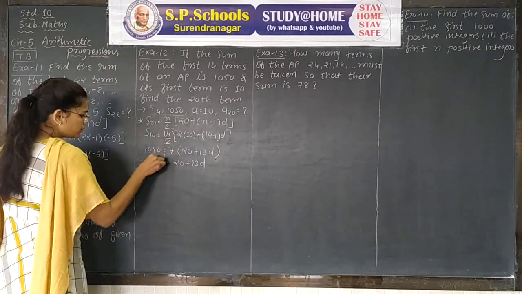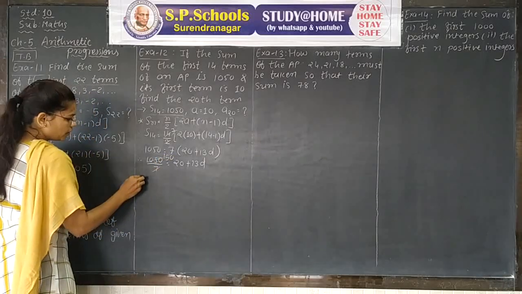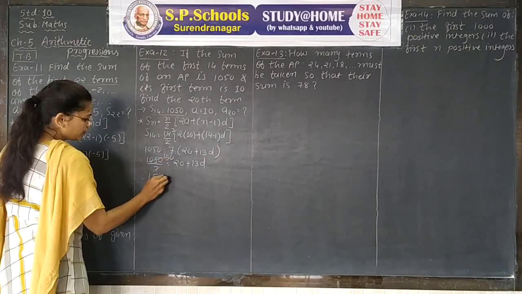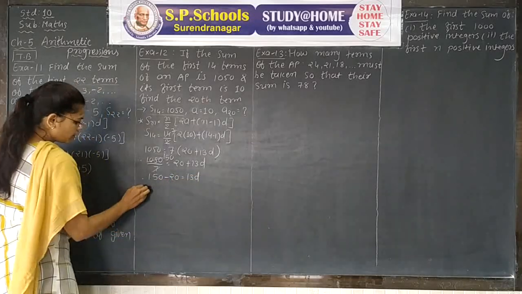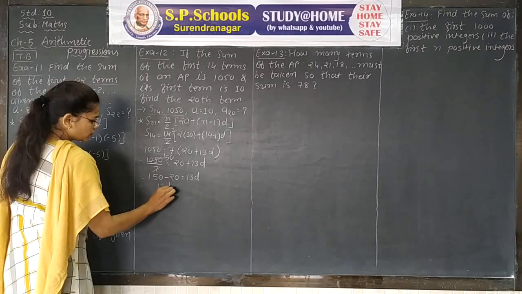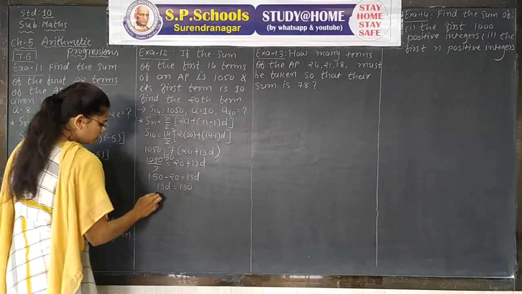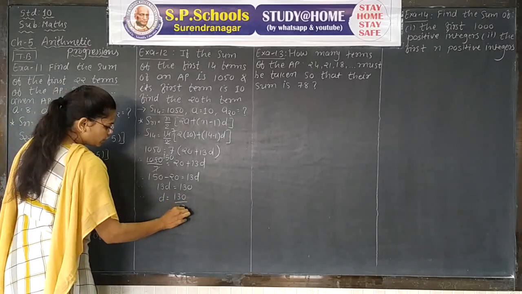Cut is possible, 7 1s are 7, 5 and 0, 150. That's why 150 minus 20 is equal to 13d. 150 minus 20 is equal to 130. 13d is equal to 130. That's why d is equal to 130 upon 13.